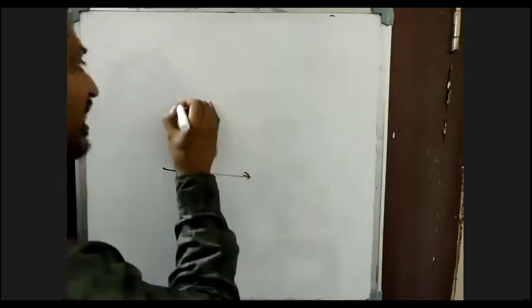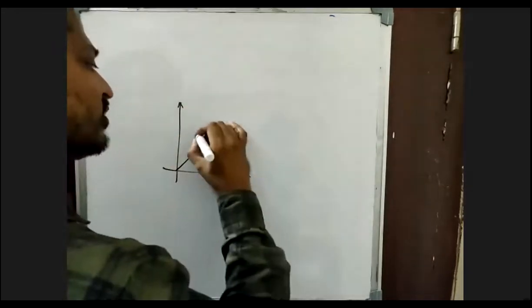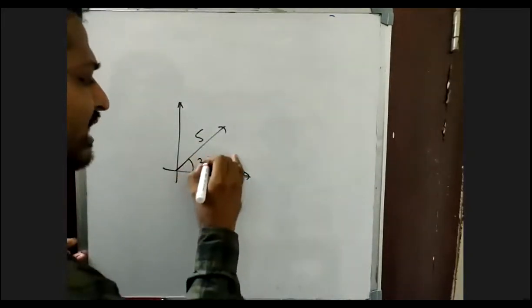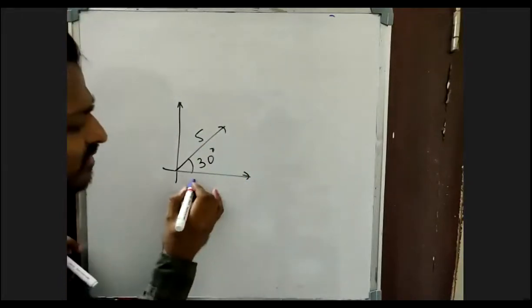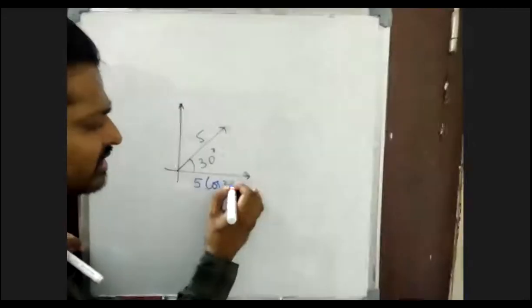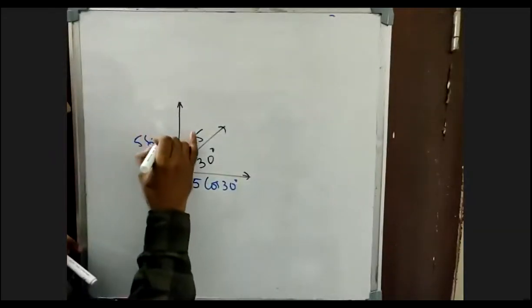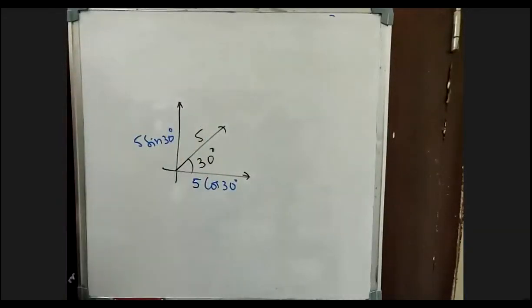So let me revise what I told you right now. I'm revising it faster. If I have given you a vector, say for example of 5 units, and this is making an angle of 30 degrees with the x-axis, then this component will become 5 into cos 30 and this will become 5 into sin 30. Is it clear for everyone?